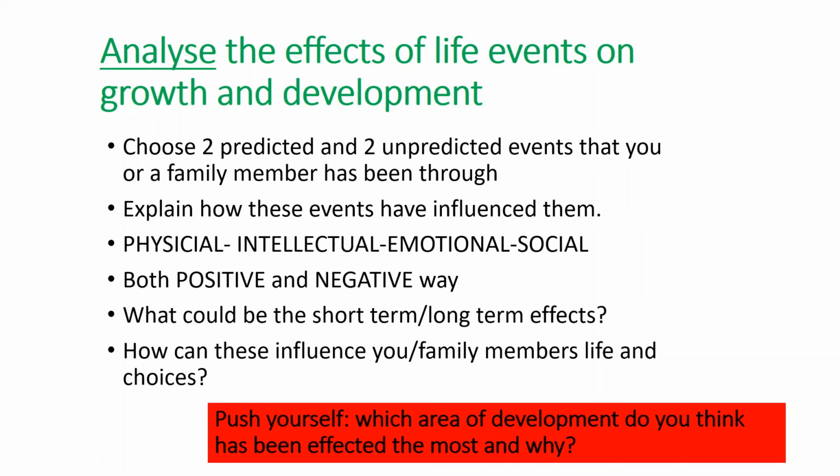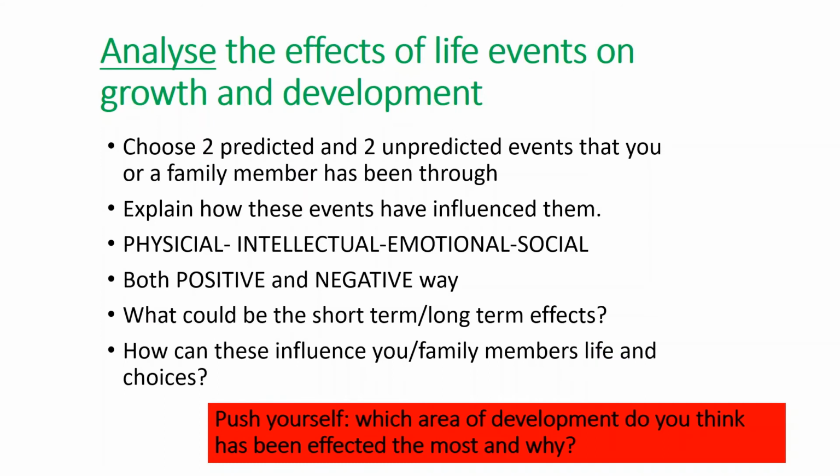What I would like you to do for your last task is to pick 2 predicted events, so 2 events that we expect to happen, and 2 unpredicted events, the things that we don't expect to happen. Maybe one of your family members has been through them, or even yourself. You need to explain how these events have influenced them. How has it changed them physically, intellectually, emotionally and socially? And I'd like you to do that both positively and in a negative way.